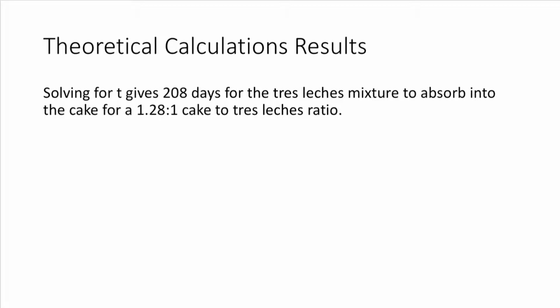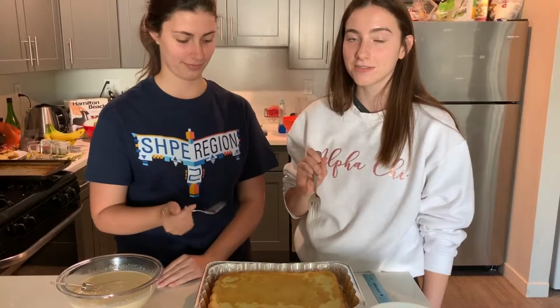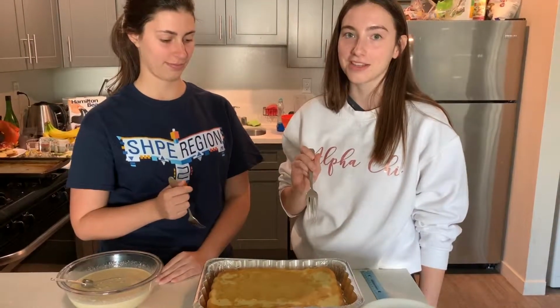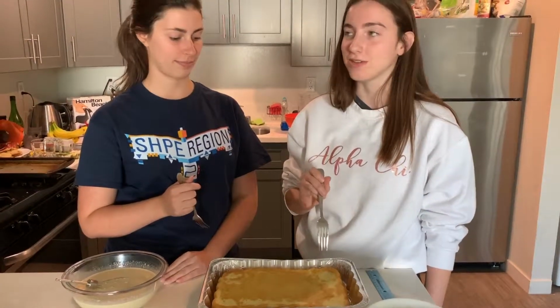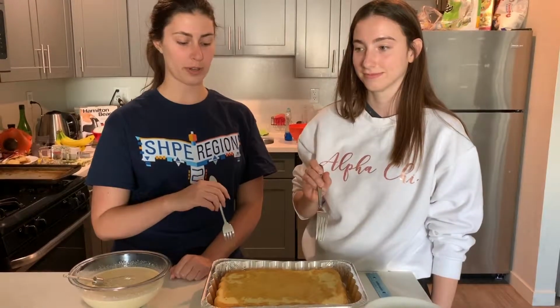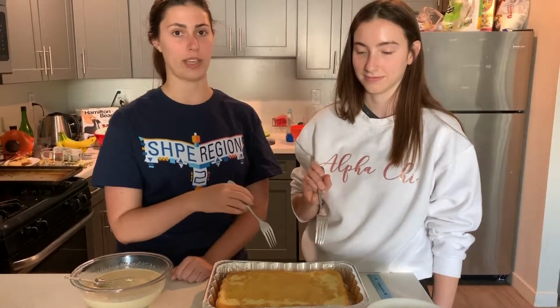Solving for t gives 208 days for the tres leches mixture to absorb into the cake for a 1.2821 cake to tres leches mixture ratio for a normal cooking process. To help the mass transfer of the tres leches through the cake, we are going to put holes in a uniform way. We're assuming that we're creating uniform holes across the whole cake.